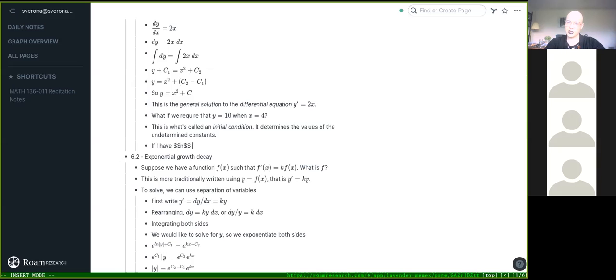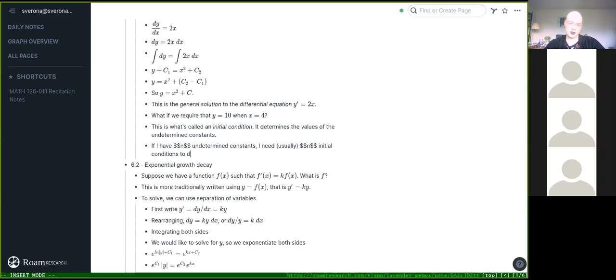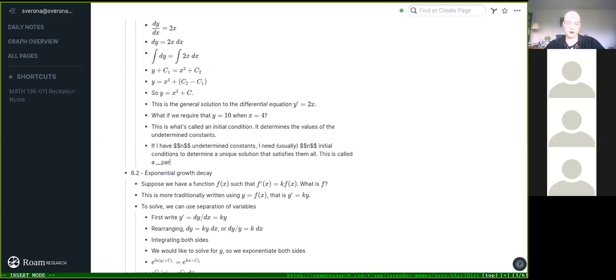So let me say actually n undetermined constants, I need usually n. Most of the time these are going to be linear equations, and then you have a system of linear equations. So to determine a unique solution that satisfies them all, this is called a particular solution.